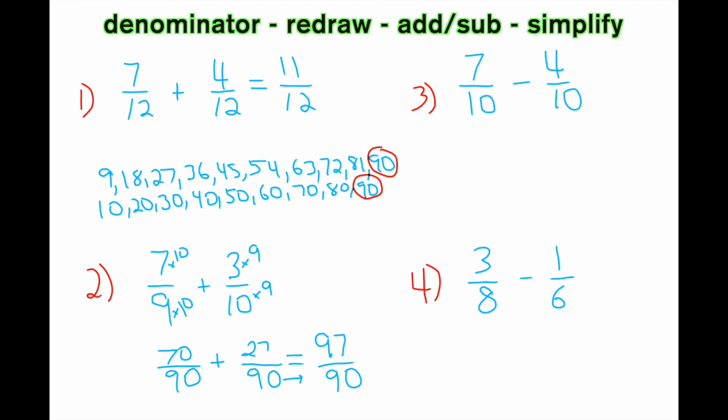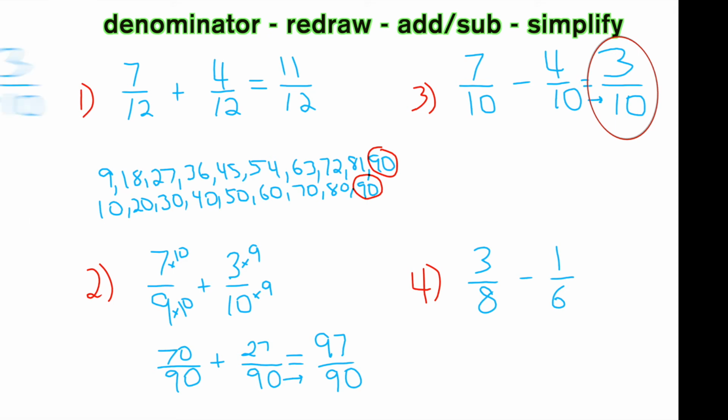Third, we would add or subtract. Well, it's a subtraction problem, so let's subtract. 7 minus 4 is 3, and we're going to bring our 10 over. We're not going to add them or subtract them. We're just going to move it over. So the answer to this, 7/10 minus 4/10, is 3/10. Finally, we're going to simplify. 3/10 is already in its simplest form, so we're done.